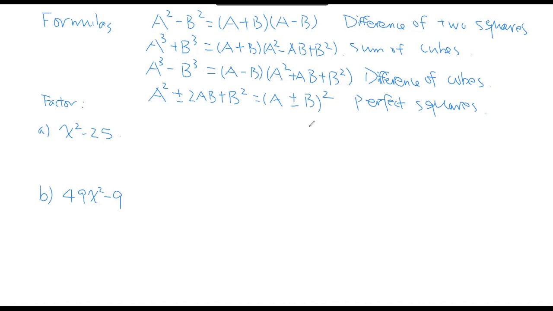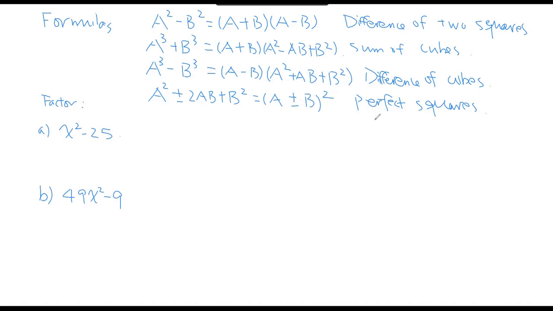The last two are the perfect square formulas. When you have three terms, like a squared plus 2ab plus b squared, this is equal to a plus b squared. And very similarly, if you have minus, then you have a minus b squared. So I'm going to show you one or two examples of each one.